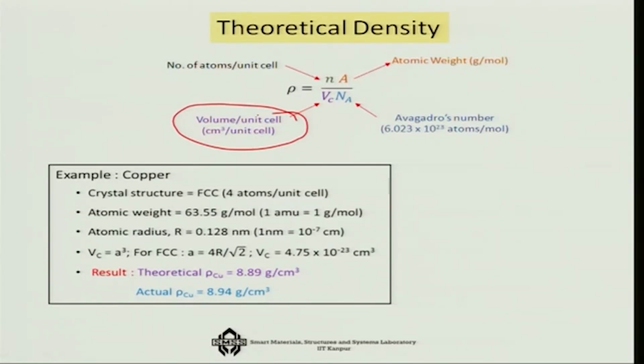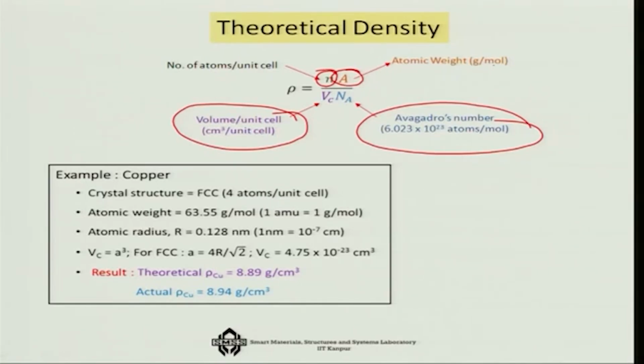Now, how many atoms can you expect per mole? That is also defined by Avogadro's number. In terms of the number of atoms, you have the number of atoms per unit cell. And you also have the atomic weight, which gives you the mass in grams per mole. So, you have the atomic weight as gram per mole, and you have Avogadro's number as atoms per mole, which you are dividing.